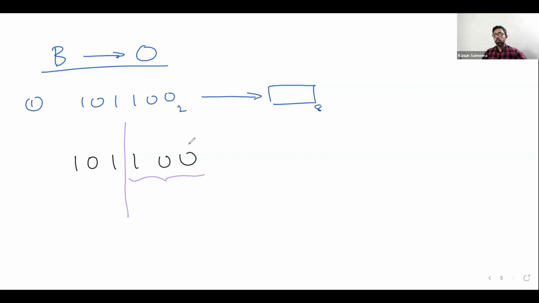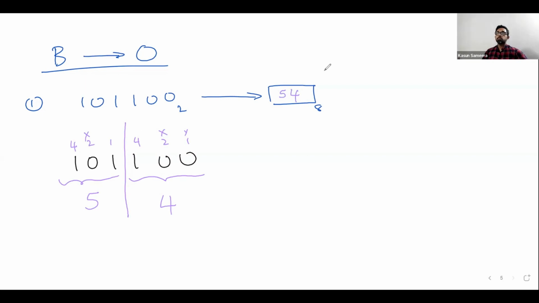How are you going to convert? 1 2 4. We don't need those numbers. We need only number 4. Answer is 4. Then take the second number. 1 0 1: 1 2 4. We don't need number 2. 4 plus 1 is 5. Answer is 54 base 8. Easy.